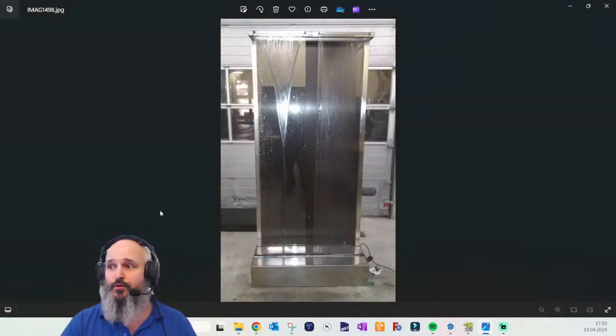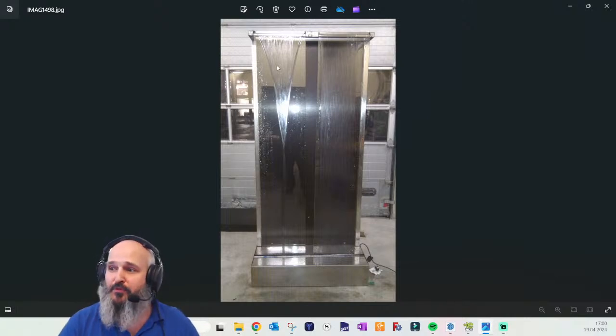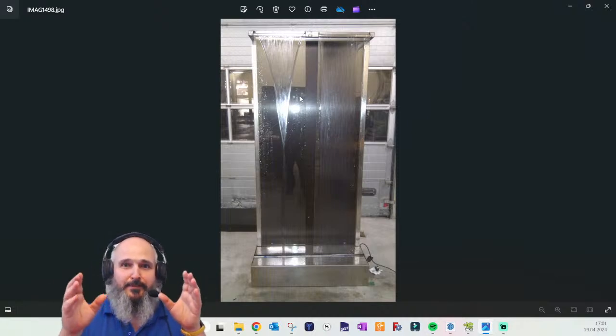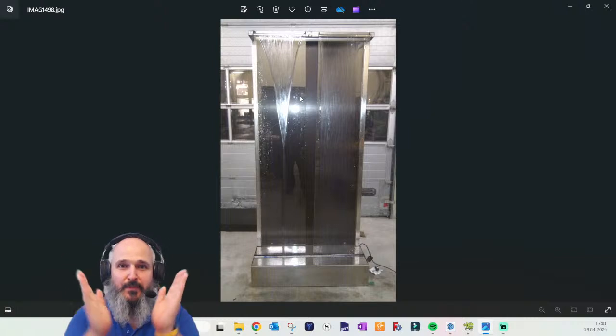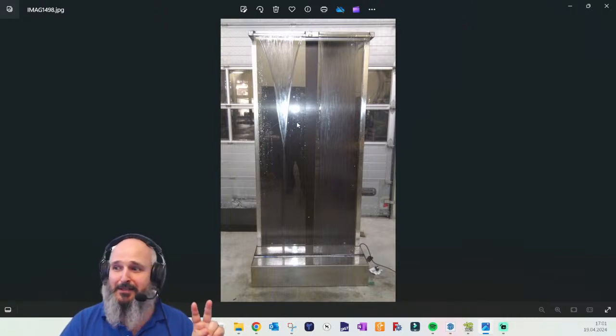So if you use a system which doesn't work, you will face this problem. I call it the V effect. It means the water will not cover the plate. It will shape itself to a V, and this brings two big disadvantages.